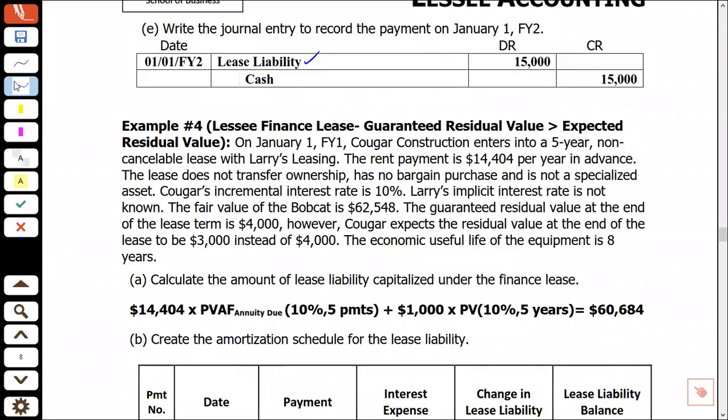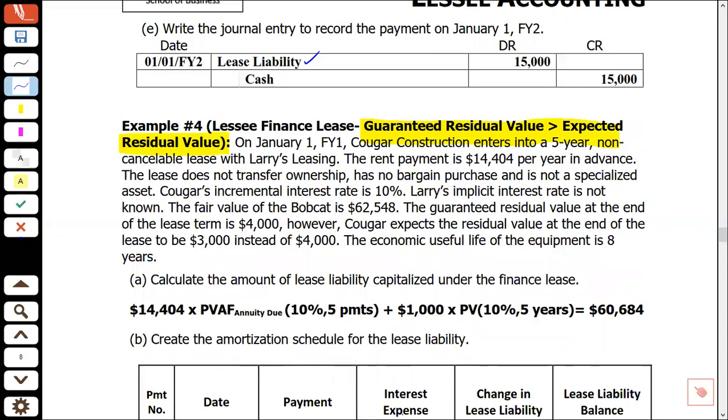Now, the big change here is guaranteed residual value greater than expected residual value. So in lessee accounting, we have to focus a little more on the residual values. With the lessor, they capitalize the present value of the lease payments plus any time the item was returned, the residual value, guaranteed or not, the expected residual value. Well, with the lessee, first of all, if it's not guaranteed, they don't care about it because they're only going to present value the lease payments, and residual values are only included in lease payments when there's a guarantee in the GAAP definition of lease payments.